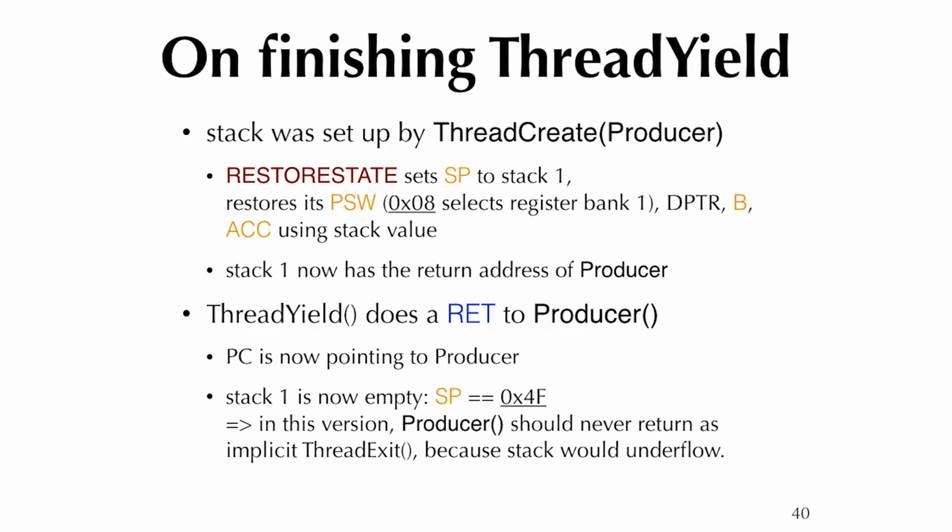So on finishing thread yield, it sets SP to the stack. Once the stack pointer is restored, which selects bank 1, DPTR and ACC all get restored. Stack 1 has the address of producer. There's a return to producer, right? And then again, of course, producer should not return because we haven't done the thread exit yet. At least not in this implementation. If you do, then it returns to some unknown place, and the stack underflows.